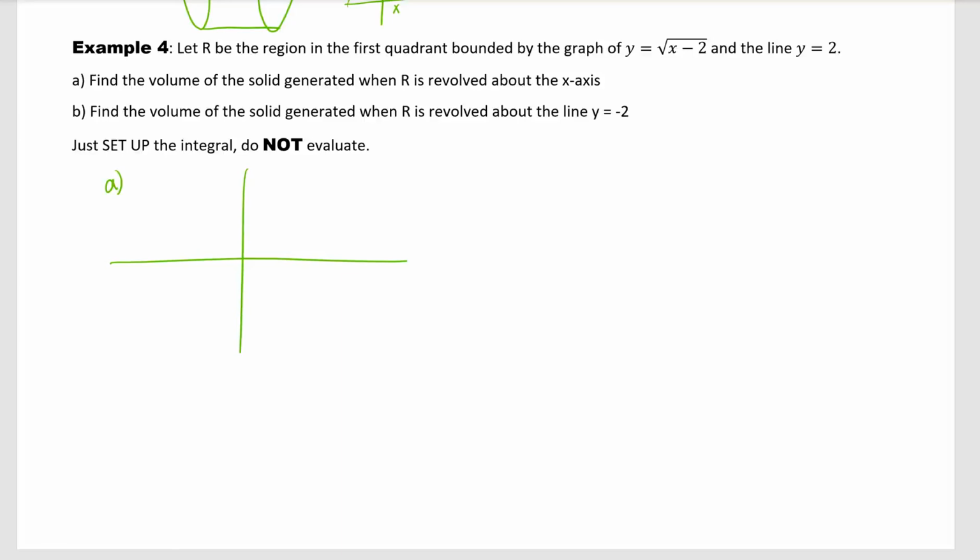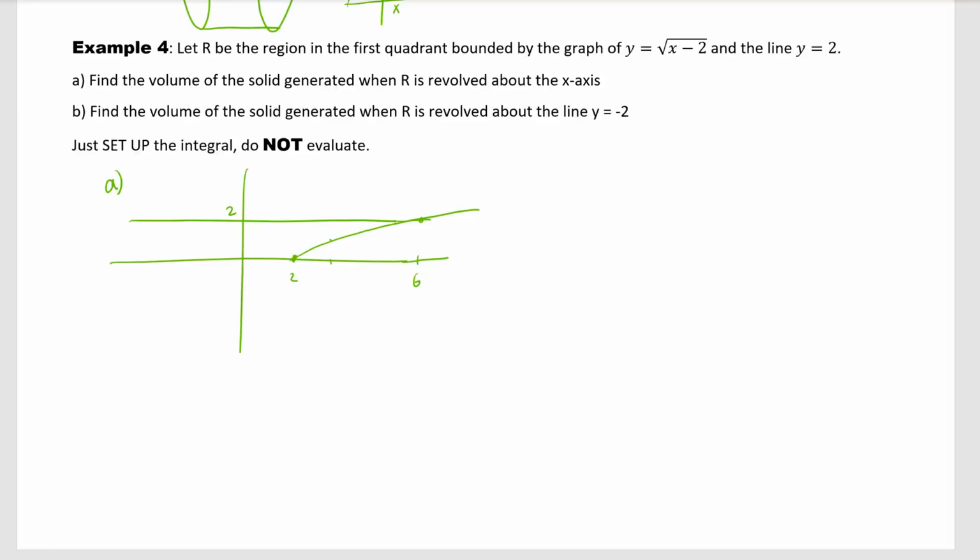y equals 2, so 2 is here. y equals square root of x minus 2. What's the smallest number for x? The smallest number is 2, right? So at x equals 2, y is 0, then at x equals 3, y is 1, and when x is 6, we get square root of 4, which is 2. So you see 6 right here, and we actually find the other intersection points.